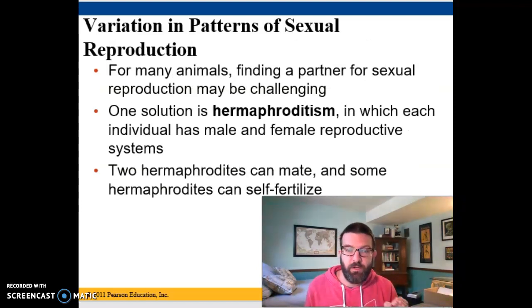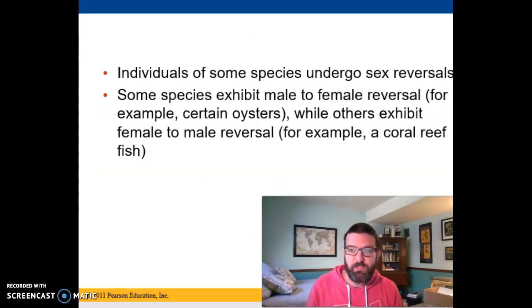Another way that you can get over the issue of having to find another organism is hermaphrodism. So you may still have to find another organism, but you have twice the population to work with, right? Because if you are an earthworm, for instance, and you make both male and female gametes, then any old earthworm you come across, you are able to inseminate, and vice versa. They're able to inseminate you. And so, again, you have a larger population of individuals that you can mate with. Some hermaphrodites can even self-fertilize, which is much less common in animals and much more common in plants, but it can happen.